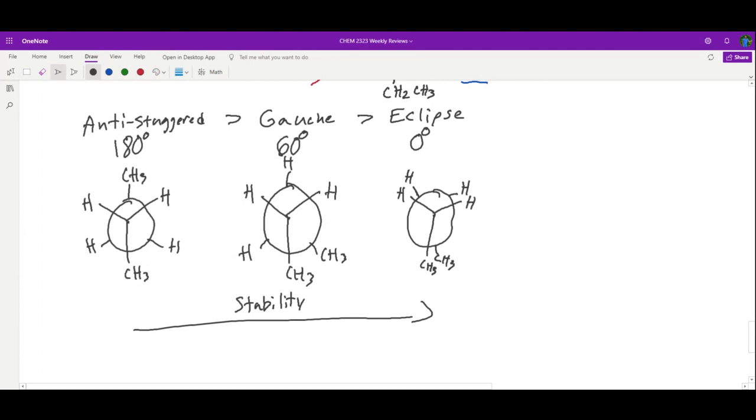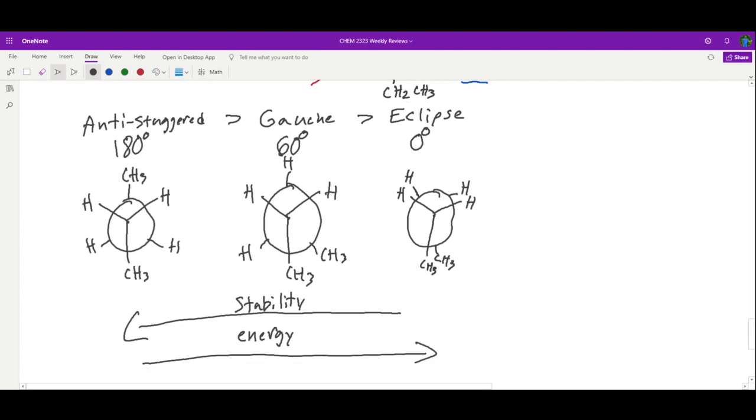Stability goes this way, and energy, oh, sorry, energy increases this way. So this is the most stable, and this is the most for energy. Okay, so like I said, stability and energy have an inverse relationship.